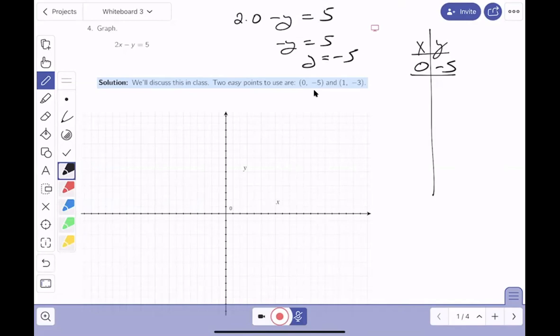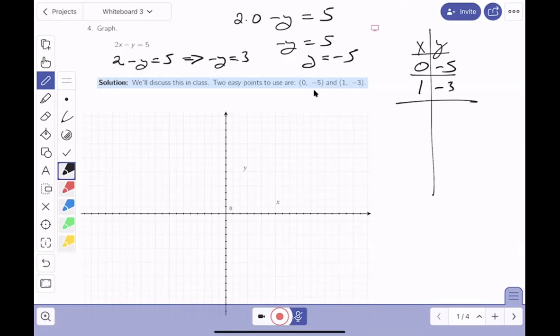Let me pick another one. I'm going to pick x to be 1. If it's not easy, I'll erase it and try again. All right, so I'm picking x to be 1. So what'd you get? 2 minus y is equal to 5. Again, if x is 1, 2 times 1 is 2. You get minus y is equal to 3. I subtract 2. So y is minus 3.